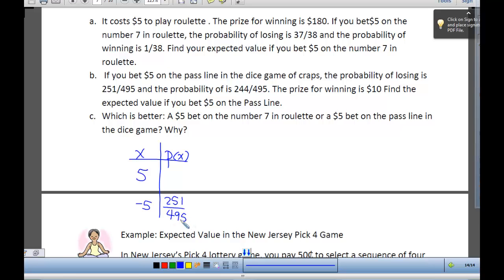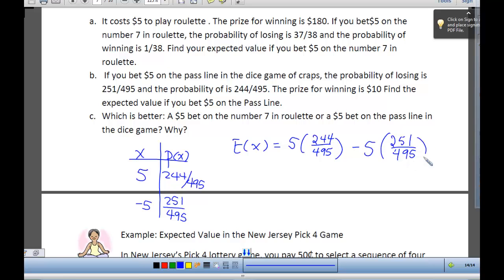And the probability of winning is 244 over 495. By the way, we should note that the sum of our probabilities is 1. Okay? All right, so this is a valid probability distribution. So our expected value is 5 times 244 over 495, minus 5 times 251 over 495.